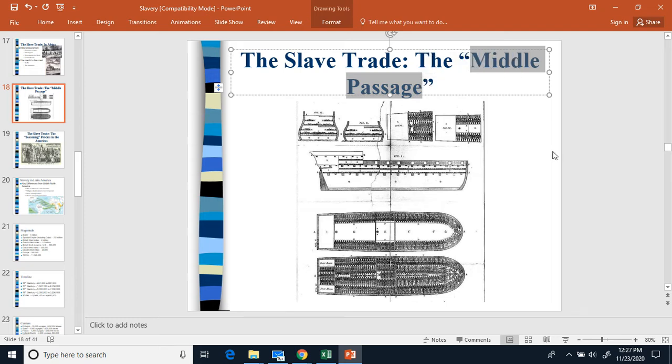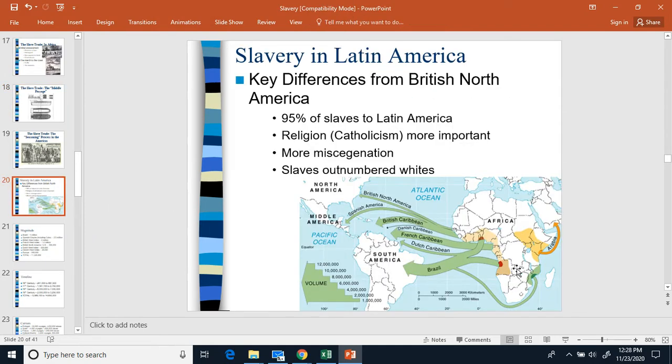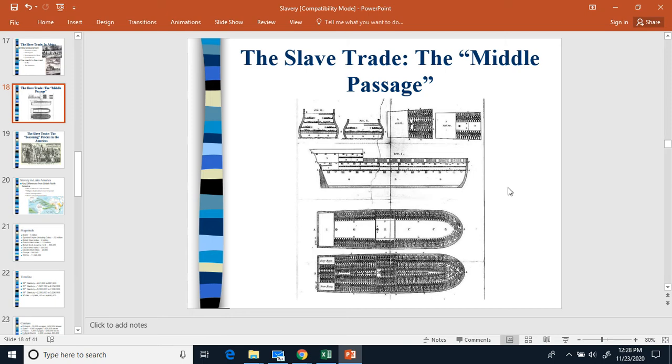The middle passage is referring to the trip from Africa to the Americas, and that journey is what's called the middle passage. So when we're going from Africa over to the Americas, kind of the middle area right there, this trip itself, that's called the middle passage.